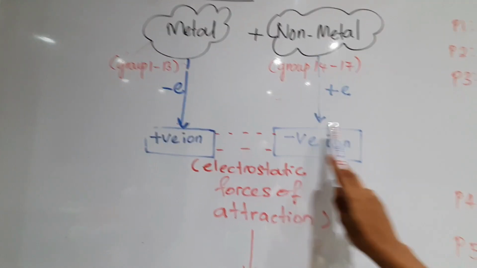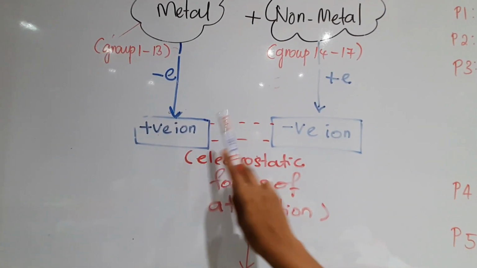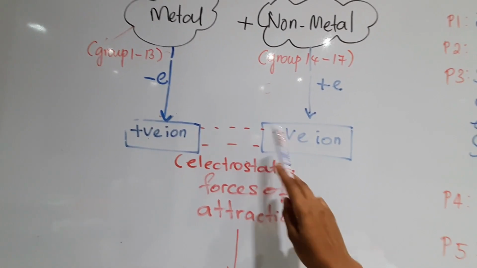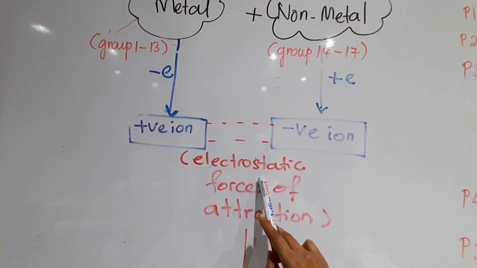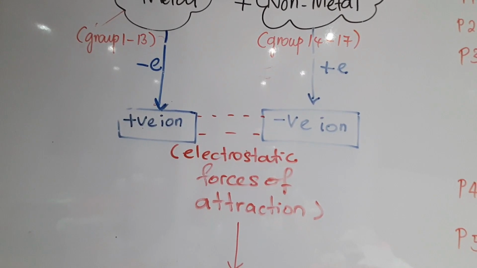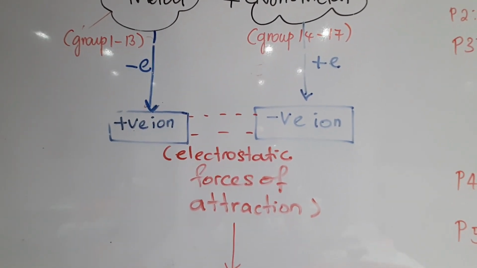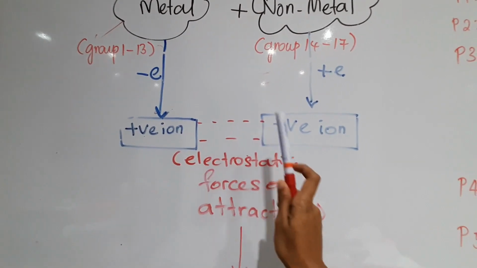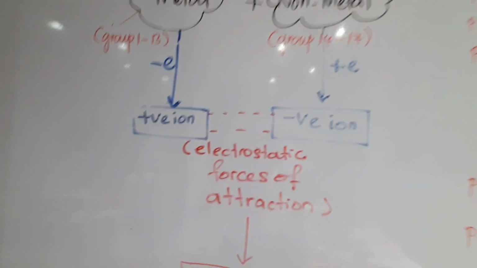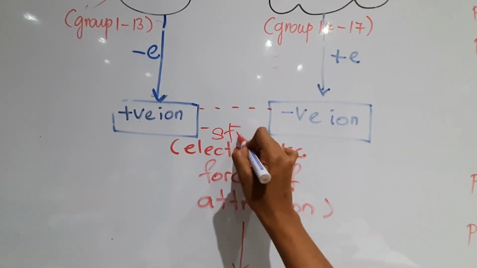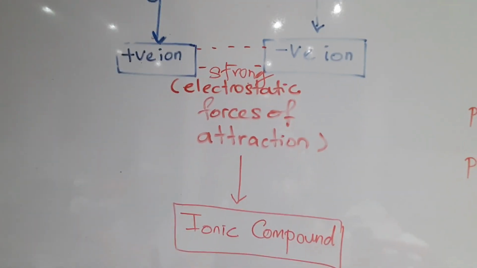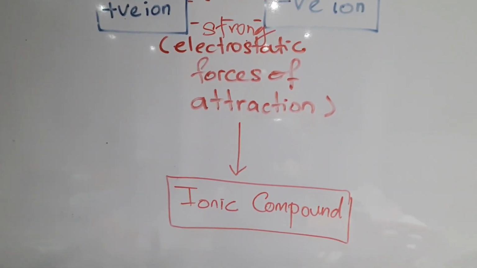Now let's look at the formation of the ions. The positive ion and the negative ion form through the transfer of electrons from metal to non-metal. They will have a force. Now what is the name of this force? This force is called electrostatic forces of attraction. So the positive ion and the negative ion will be attracted together by strong electrostatic forces of attraction. Hence at the end they will form the respective ionic compounds.